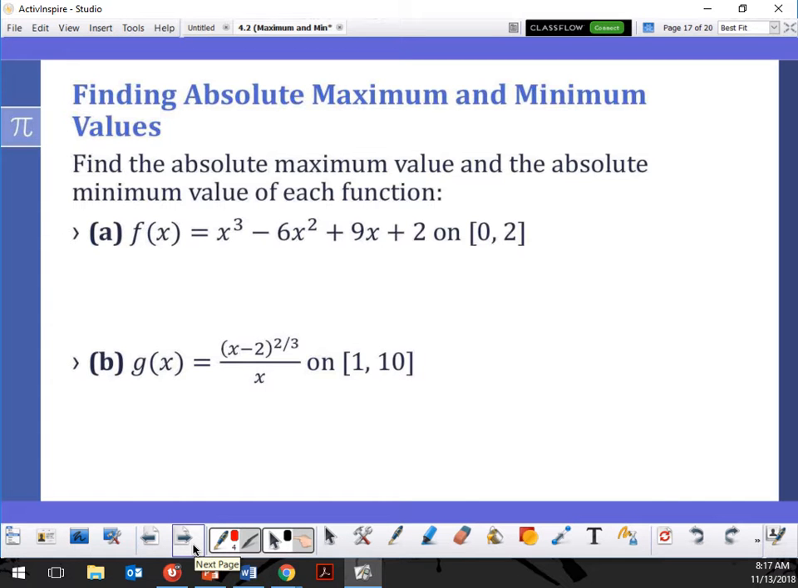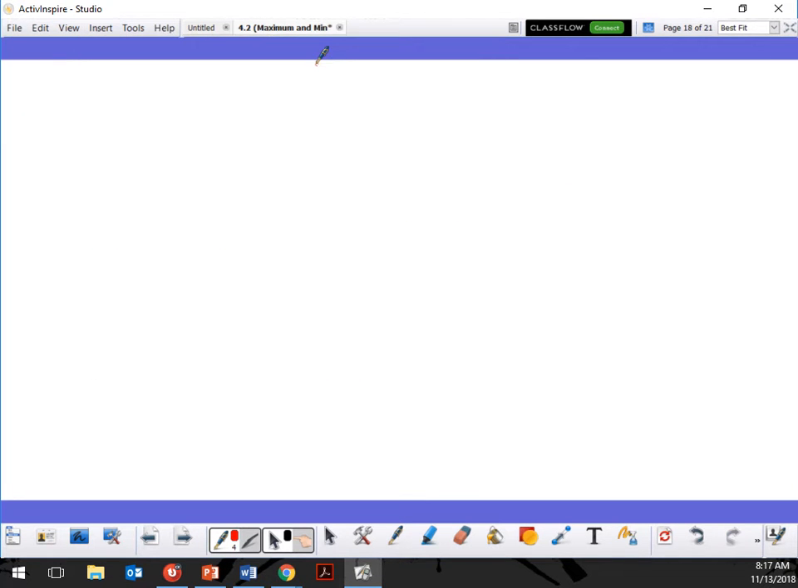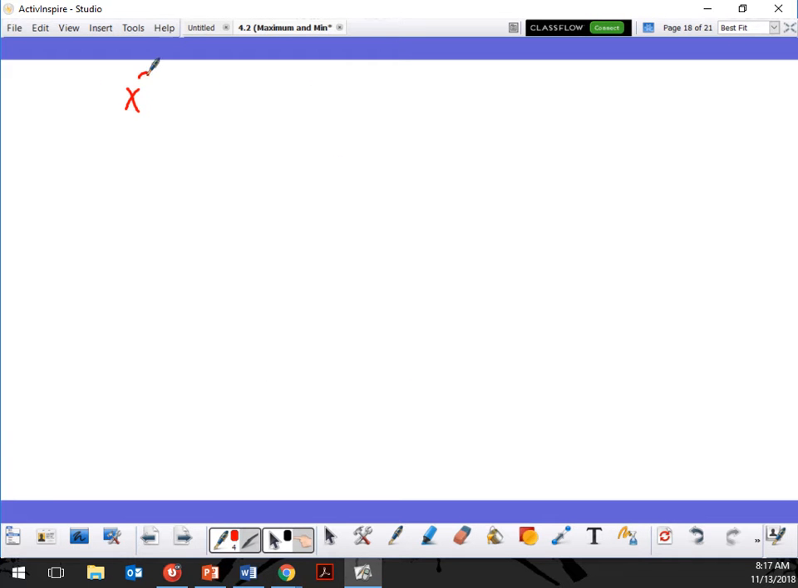Okay, find the absolute maximum and the absolute minimum of each function. So I am going to insert a new page here so I can work on this. My function was x cubed minus 6x squared plus 9x plus 2 on the closed interval 0 to 2. And that's my f of x.